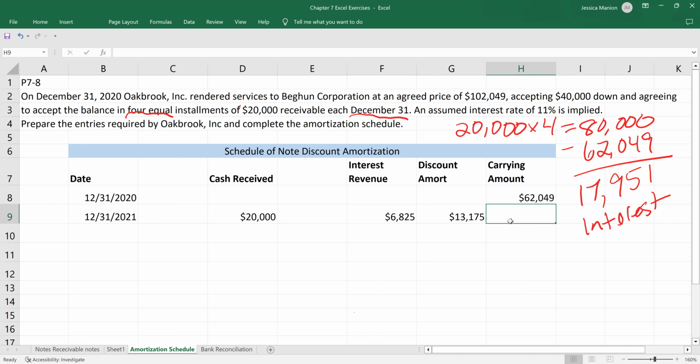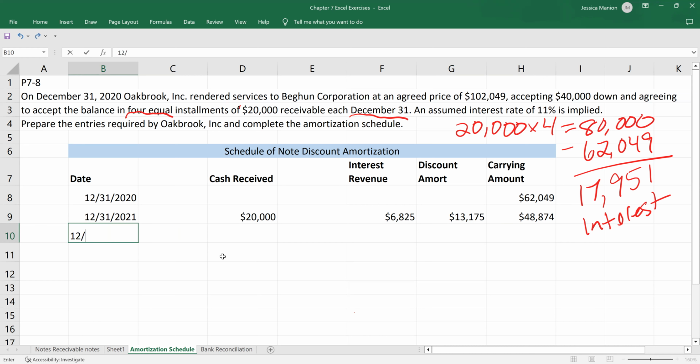And again, every time we amortize a little bit of the discount, it's reducing our carrying value. So we say equals our 62,049 minus that discount amortized. So now we're down to 48,874 that has not been amortized yet.